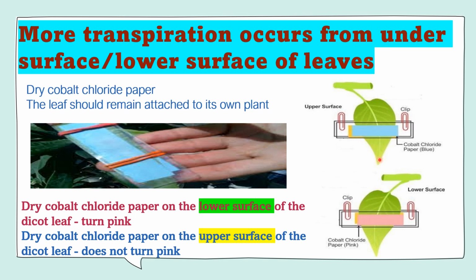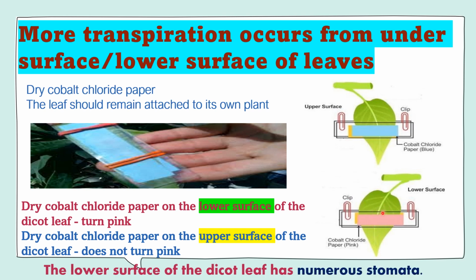But in the case of the cobalt chloride paper placed on the lower surface of the leaf, what happened to that cobalt chloride paper? That cobalt chloride paper turned pink. Why is it so? Because numerous stomata are present on the lower surface of the leaf, but in the upper surface there are no stomata.